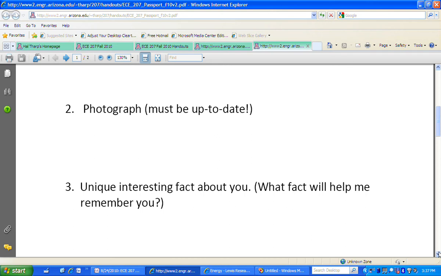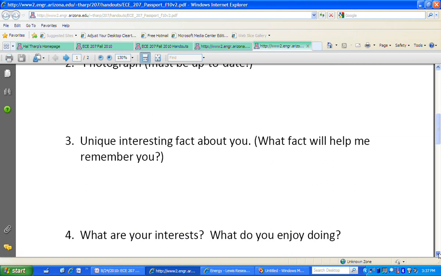Then provide a unique, interesting fact about you. That will help actually solidify this connection with the name and the face. What's somewhat unique to you? And that is, be creative.